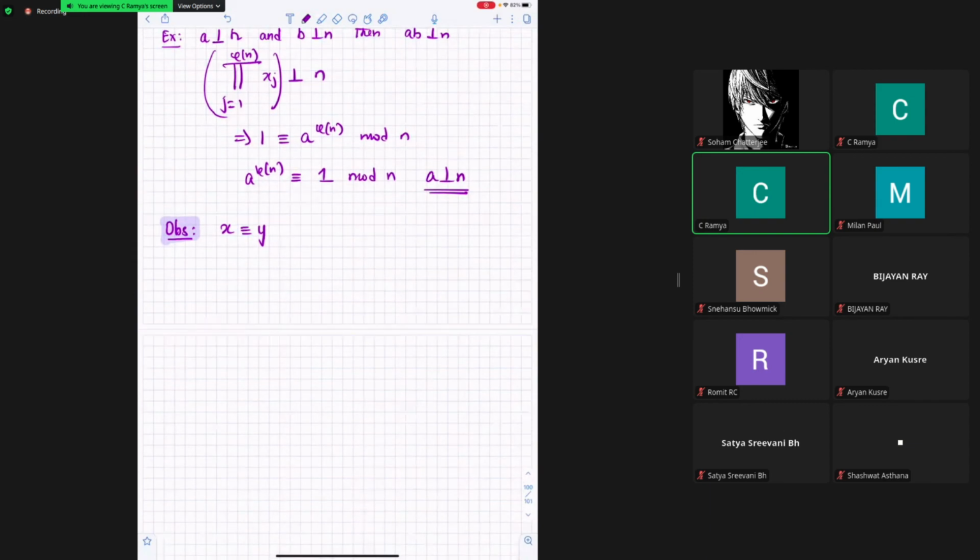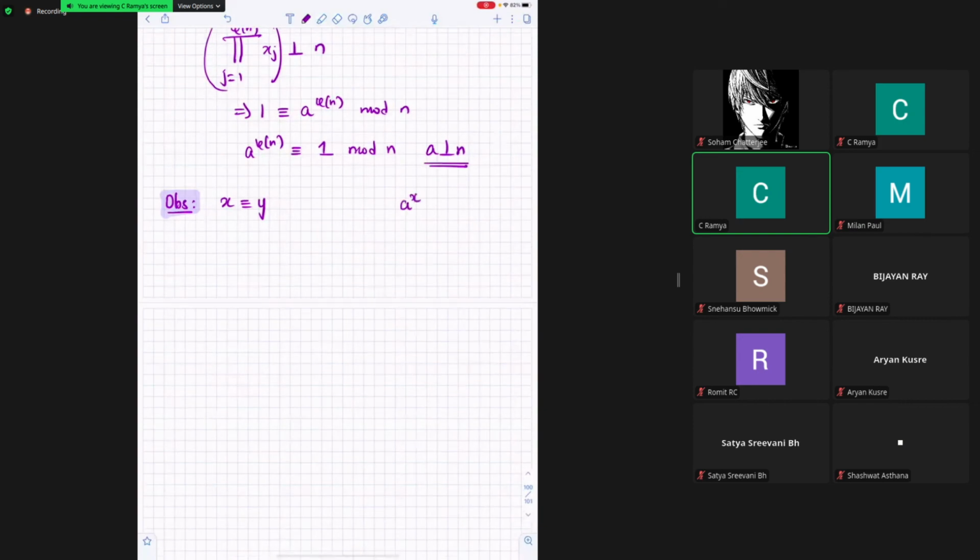So now what in cryptography we want to understand, when you see the protocol, you will be clear. But we want to ask whether a to the x is congruent to a to the y mod n. Like, how do you ensure? I'm given a to the x and I'm given a to the y, and I want to check whether a to the x is congruent to a to the y mod n. Is there an easier way to do this?